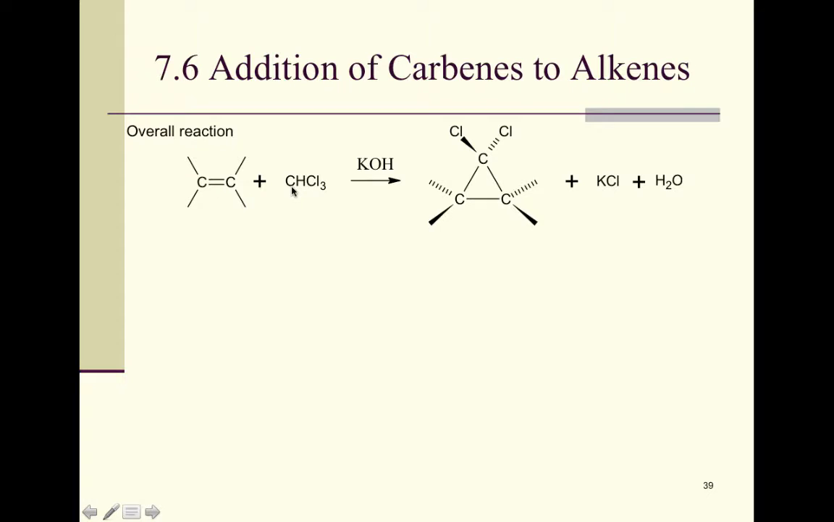You can have a CHCl3. The double bond here is going to be attacked by the CHCl3. When it is in KOH, it's going to form the carbene, and it's going to land right on top of here. And this, because it had 2 chlorines on it, will have 2 chlorines up here.